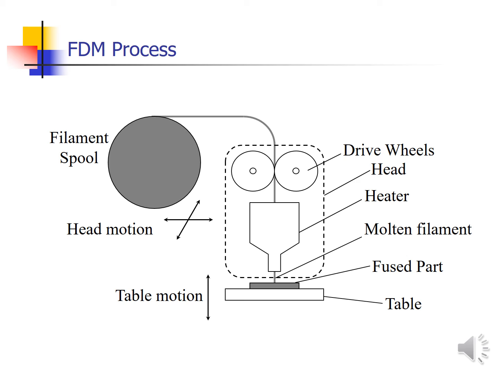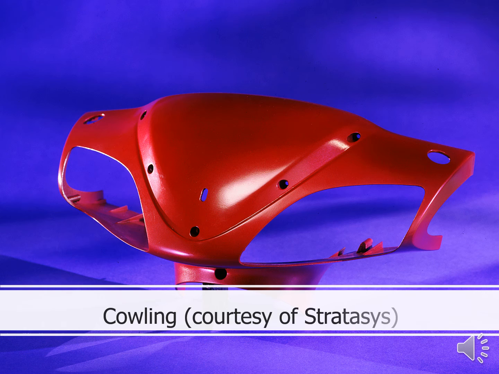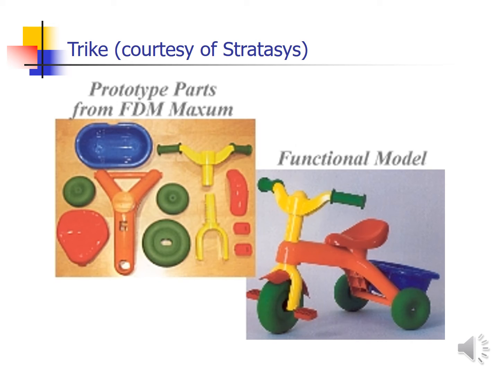Next we have an FDM machine. This concept uses a filament spool and a heater to melt the filament, and a table to control the motion. This is an example of an FDM machine, the Stratasys 3000. Here is an example of a product made using FDM, and this striker is also a product of FDM.